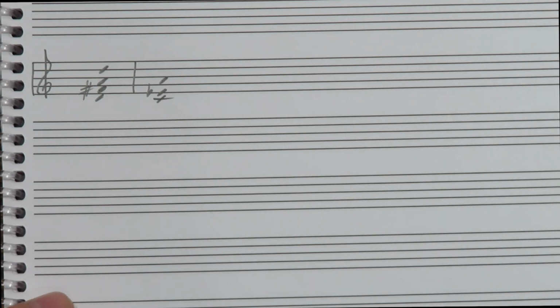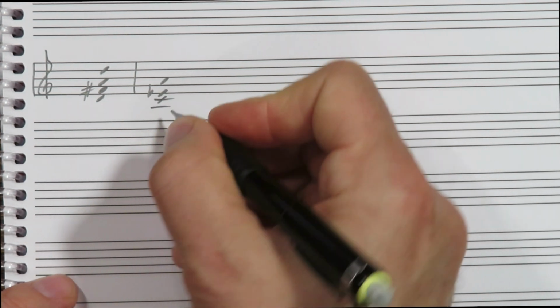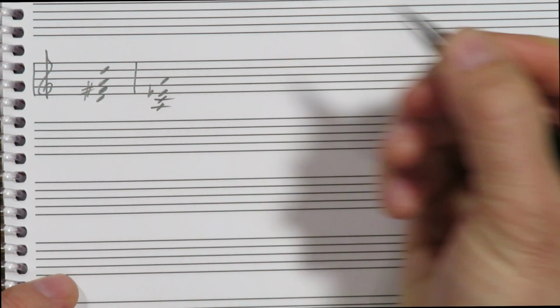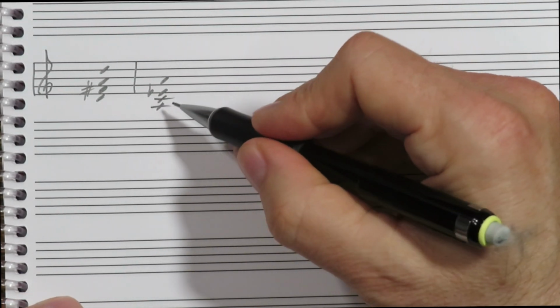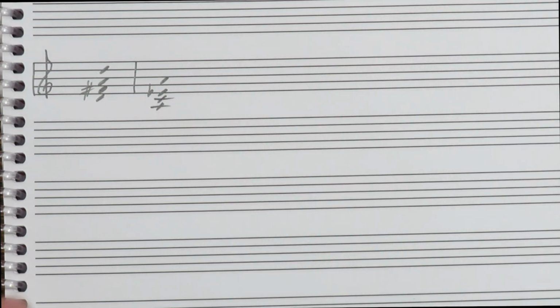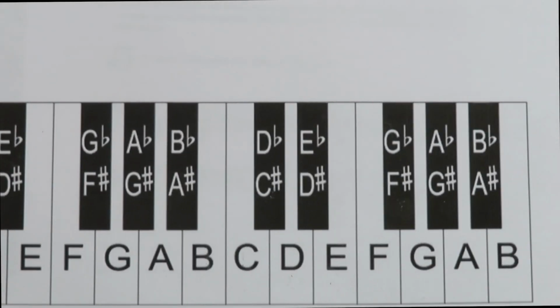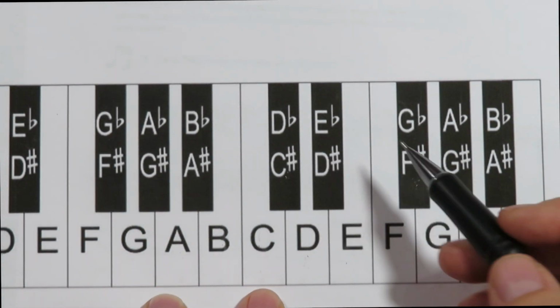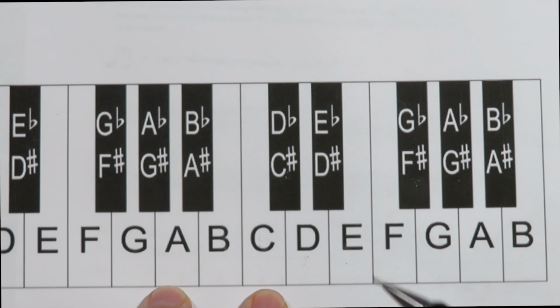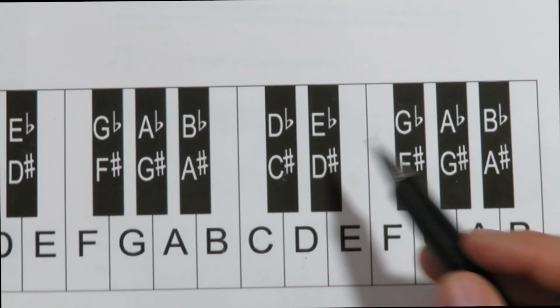So what if we brought the A down here? There we go. There's our snowman. So you've got A, C, E flat. Now if you look here, A, C, E flat. A to C is a minor third, and C to E flat is a minor third. Therefore, it is a diminished triad.